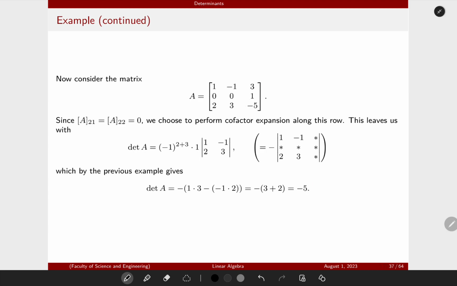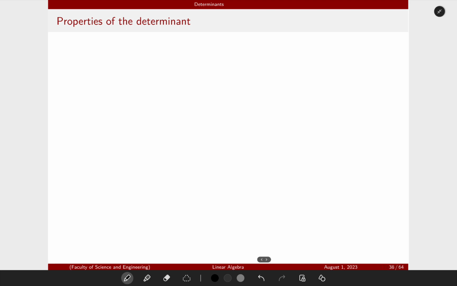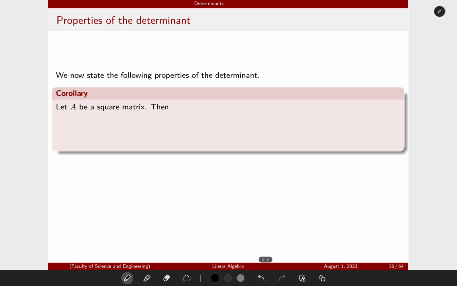We could have chosen any other row or column to expand along and would have found the same answer, but this is just the easiest one. So when calculating a determinant, you should always look for zeros or some other structure in your matrix that allows for easy computation of the determinant. Now, we move on to covering some properties of the determinant, which are nice to know.